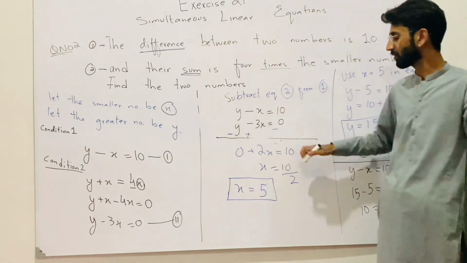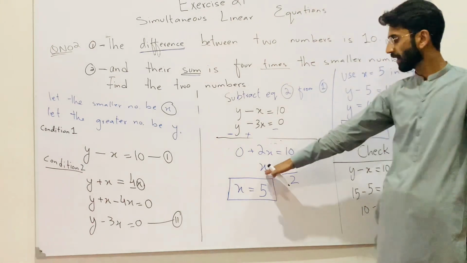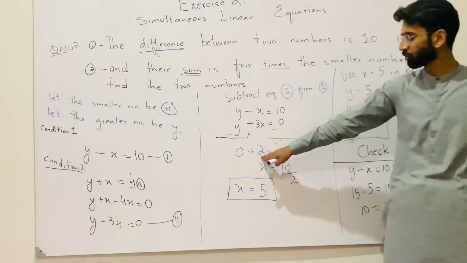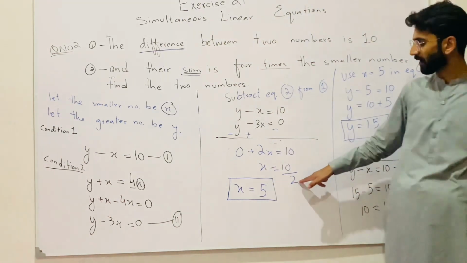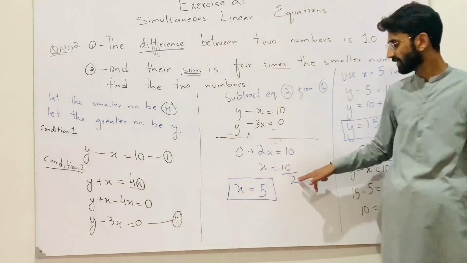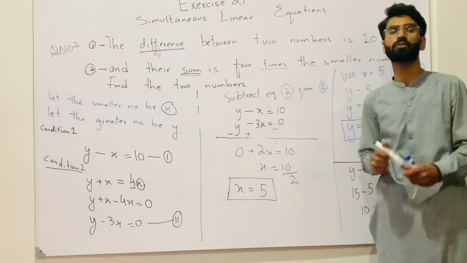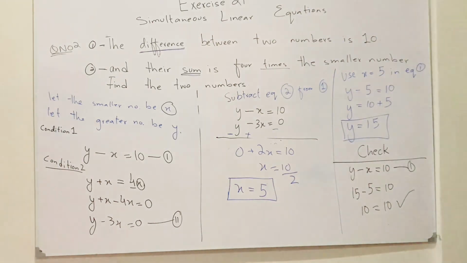Now 10 minus 0 is 10. So 2x equals 10. The 2 being multiplied here gets divided on the right hand side, and it gives us x equals 5. This is the first variable, the smaller number. We have got the smaller number as 5.